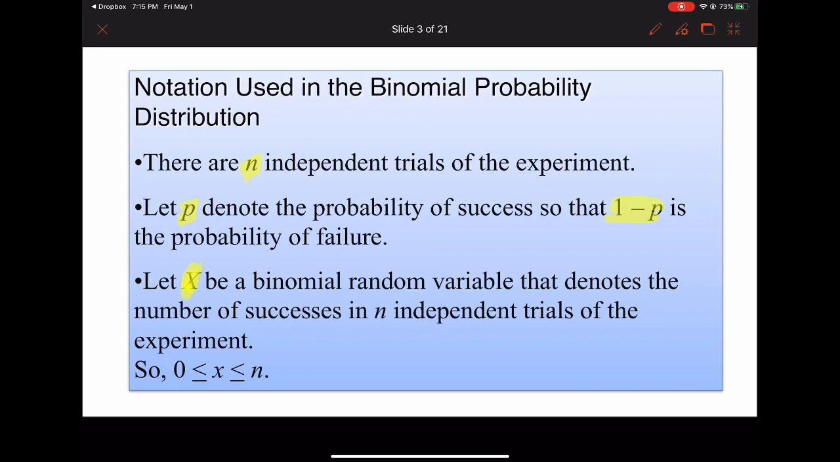So I'm either going to have 4 queens or 0 queens or a number in between. I'm not going to have more than 4 queens because I only took out 4 cards. I'm not going to have less than 0 because that's weird. Okay, let's take a look at some examples and see if we can recognize a binomial probability distribution.